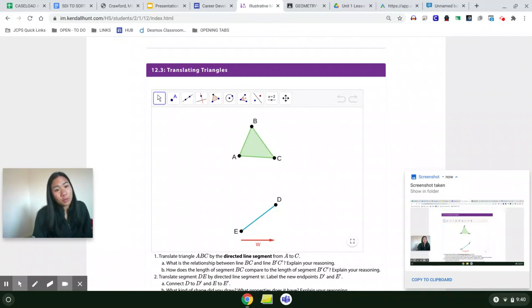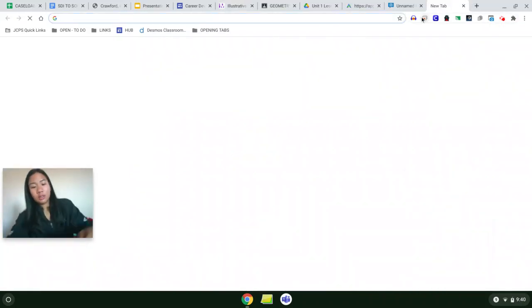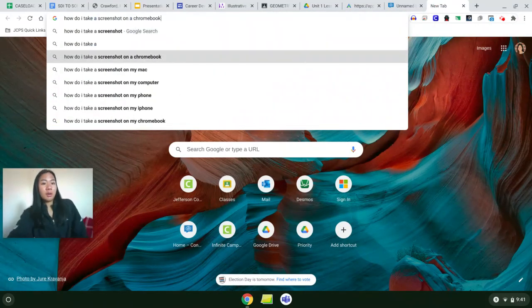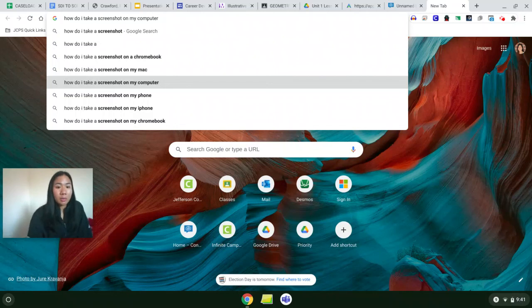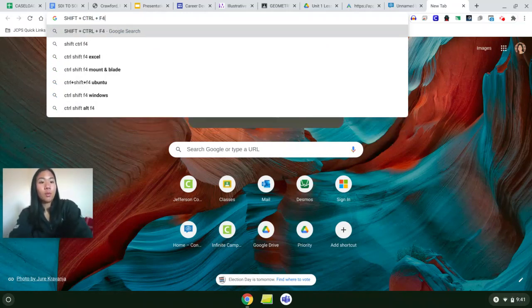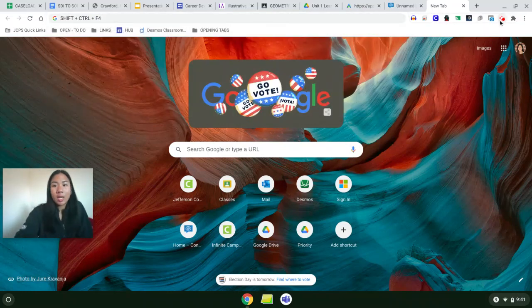If you do not have a Chromebook, you can simply search how do I take a screenshot on my computer, and then you should be able to find out from there. Everyone has a different computer, so I can't really tell you what to do, but something that you can try is hold shift, and then hold control, and then hold F4 all at the same time, and then you should be able to take a screenshot. Alrighty, y'all, thank you.